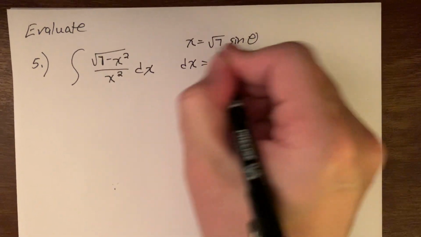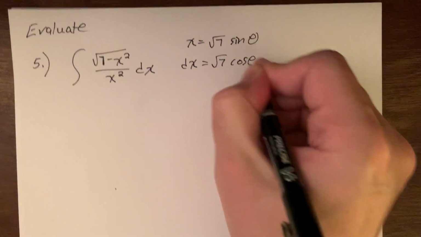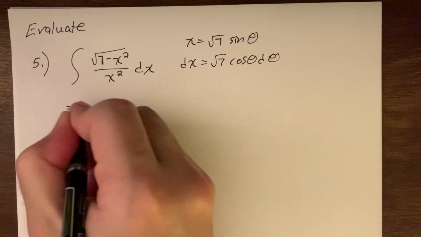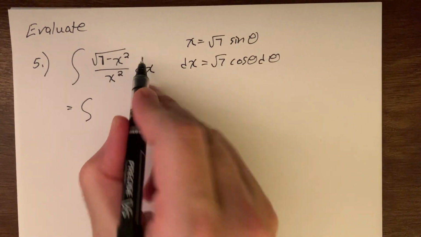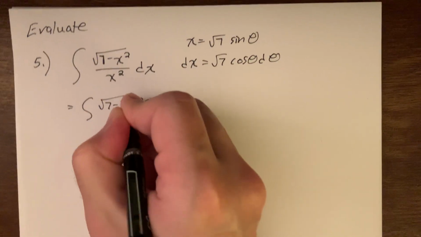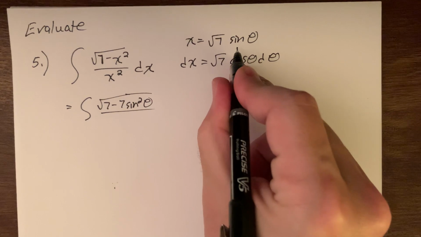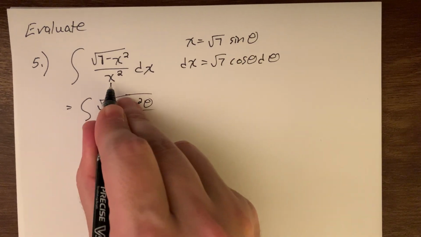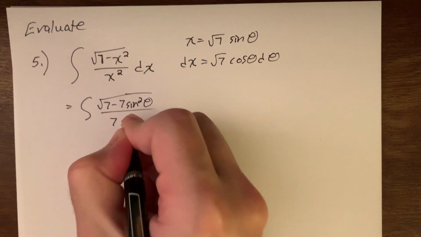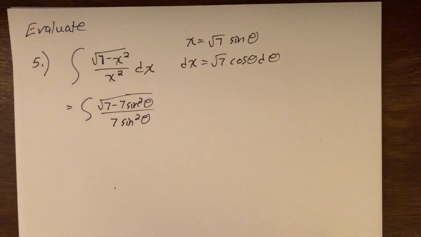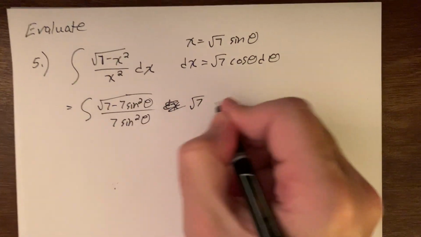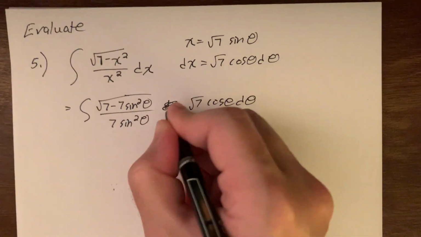dx, same thing, take the derivative here. So I get the square root of 7 cosine theta d theta. We make our substitution. In here, I get radical 7 minus 7 sine squared. The denominator, don't forget again, that x is also getting plugged in here, substituted. So this squared would give me a 7 sine squared here. And then the dx becomes the square root of 7 cosine.